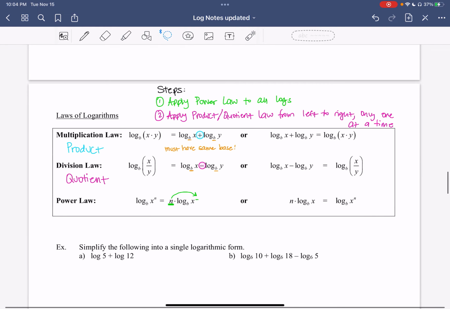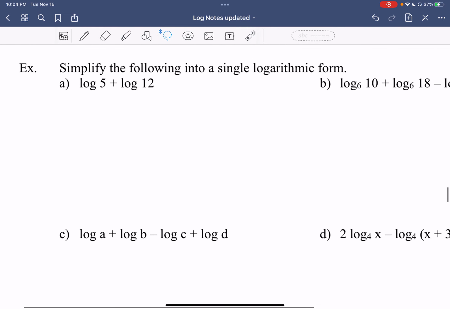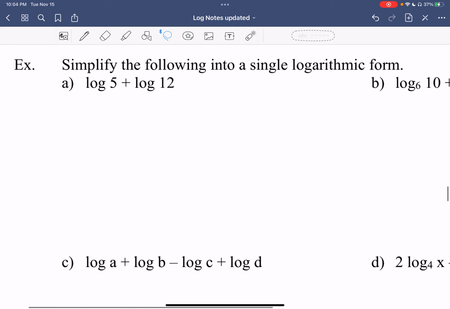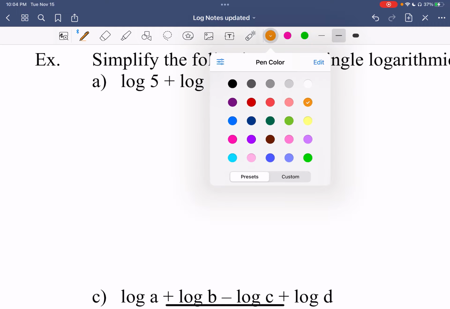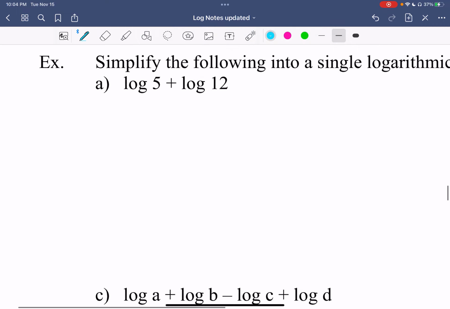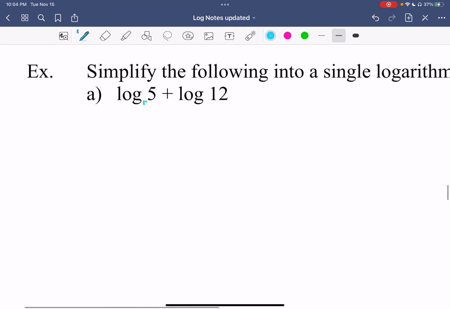Okay, so let's try some examples. Simplify the following into a single logarithmic form. So we have log 5 plus log 12. Before you get started, you always have to ask yourself, do these have the same base? This has base 10, this one has base 10. Remember, if they don't have a base written, it's always going to be base 10. What I see there is a plus in the middle of that. If you see a plus, that's going to be the product law. And just write the word product around it.